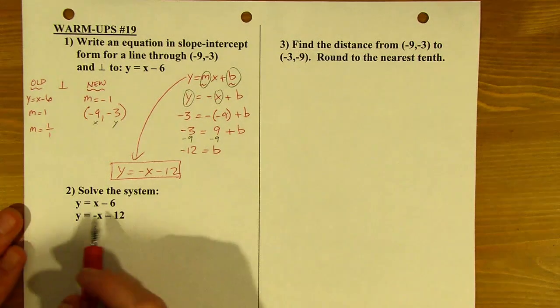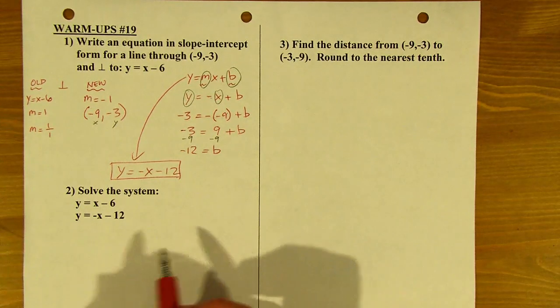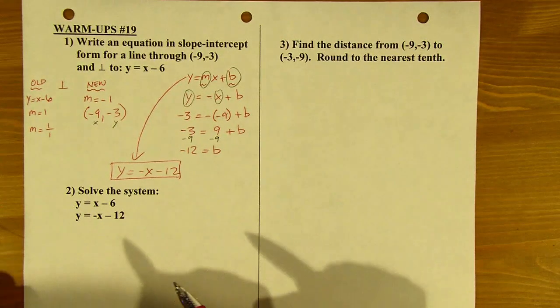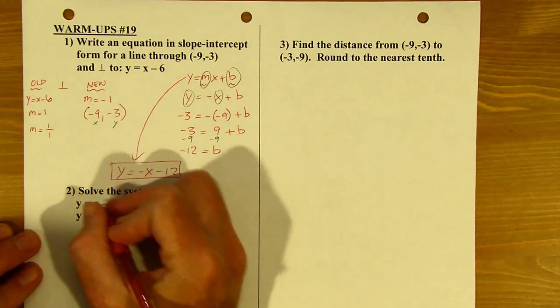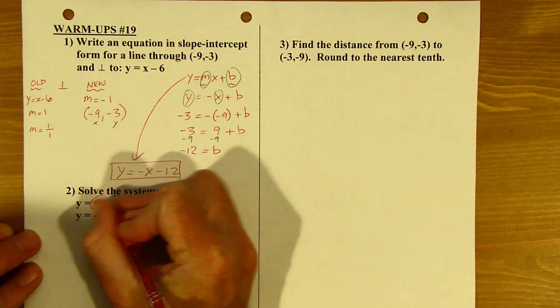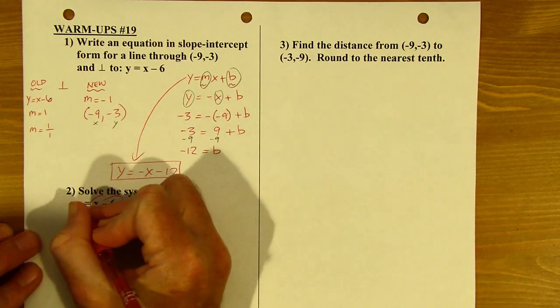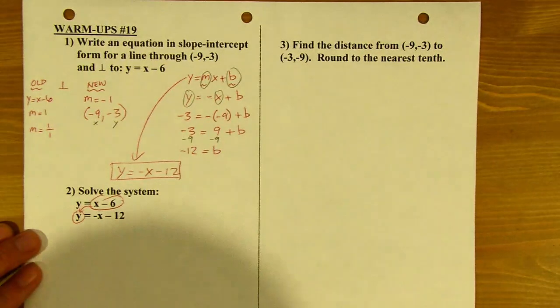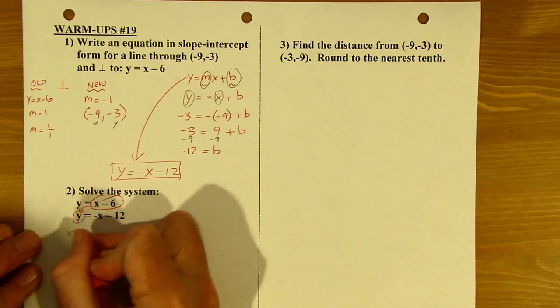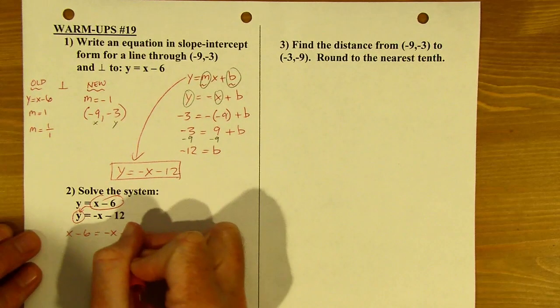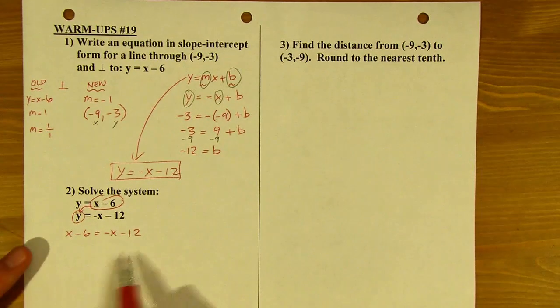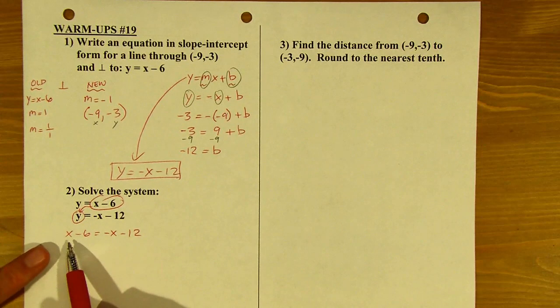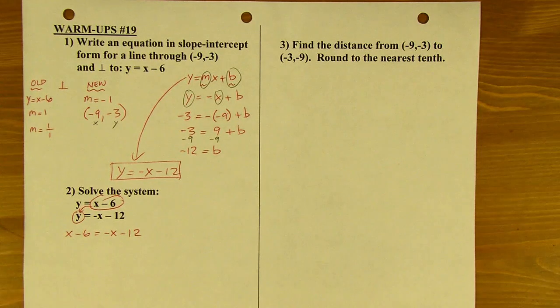So I've got two different things that are equal to y. That means those two different things are going to be equal to each other, right? Or you can say, hey, if y equals this quantity, well, then I can take that quantity and substitute it into the other equation where the y is, right? So that means x minus 6 is going to equal negative x minus 12. So now I've got an equation with just one variable. And that means I can solve this for x.